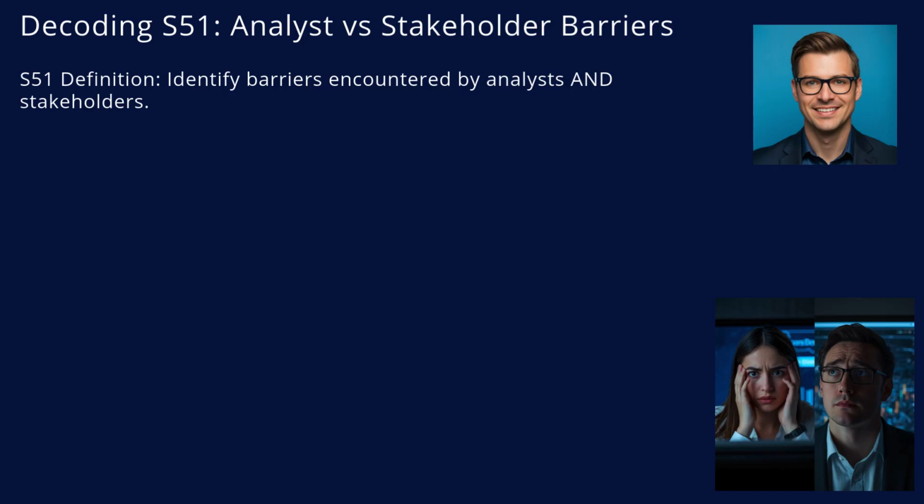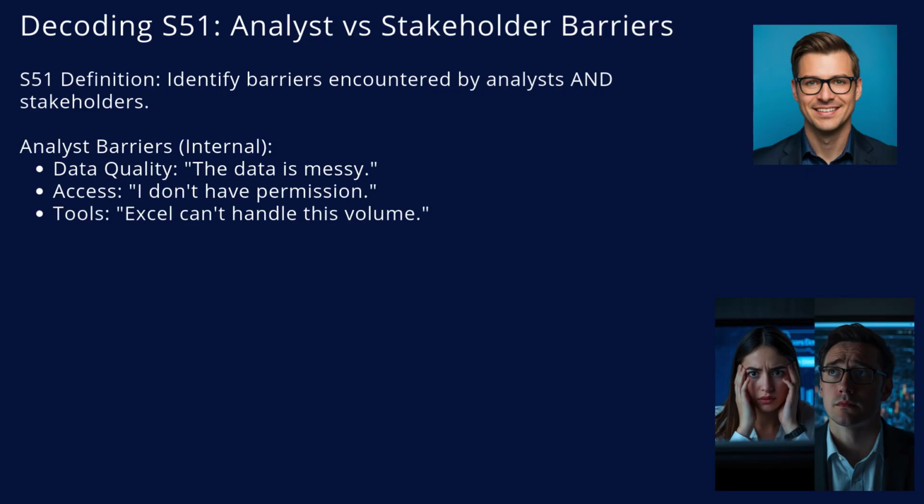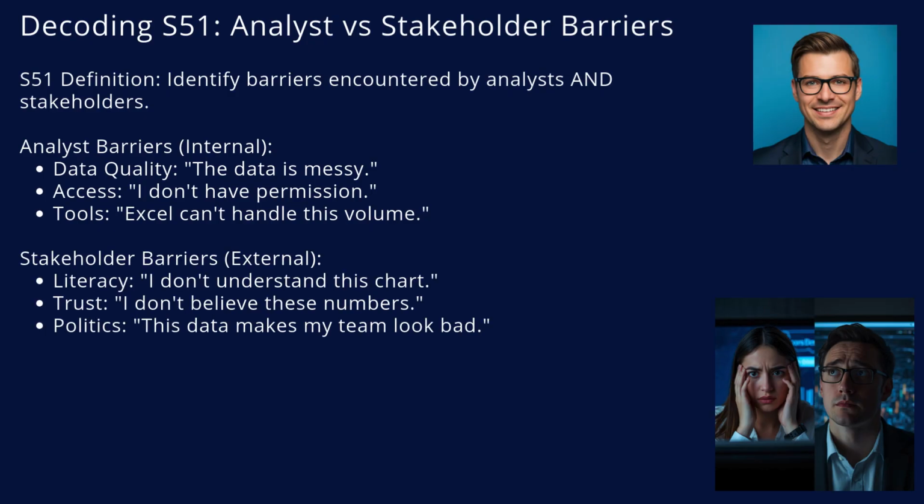Let's decode the standard. S51 asks us to look at two sides of the coin: internal barriers faced by you and external barriers faced by them. Analyst barriers are technical. Maybe the data quality is poor, K54, or you simply don't have access to the SQL database. Maybe your laptop isn't powerful enough to process the dataset. Stakeholder barriers are human. Maybe they lack data literacy and can't read your chart. Maybe they don't trust the source, K58. Or maybe, quite commonly, there is a political barrier. The data shows their team is underperforming, so they resist it. Your process is to scan for these, categorize them, and log them in a risk register.